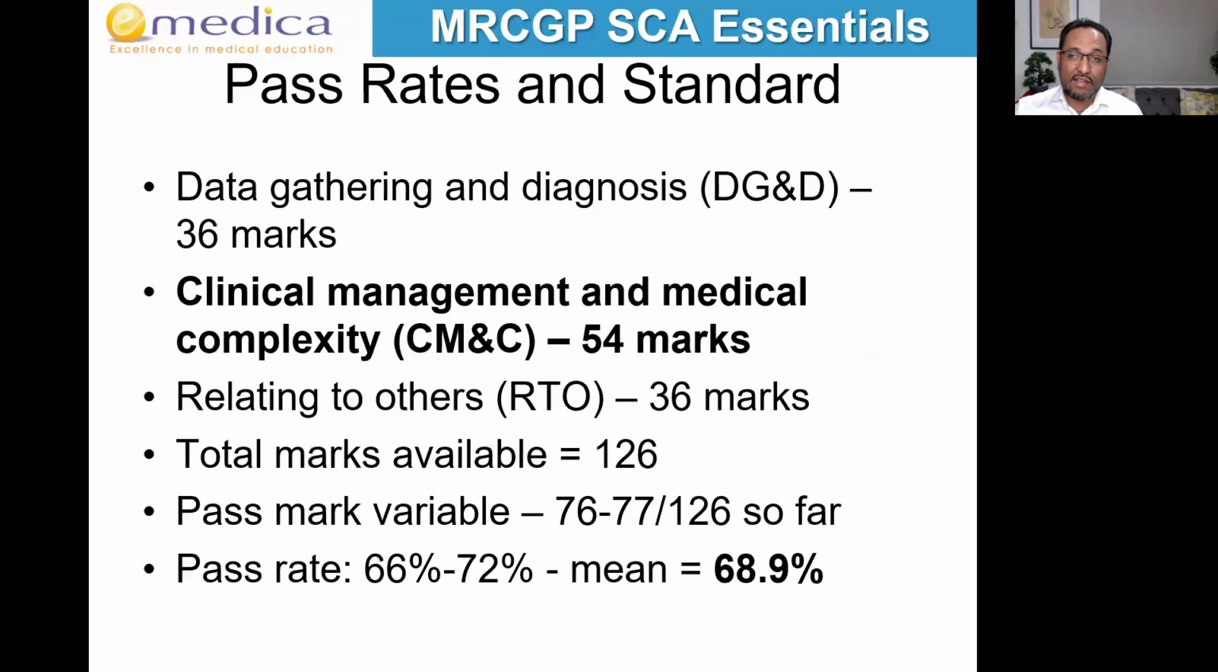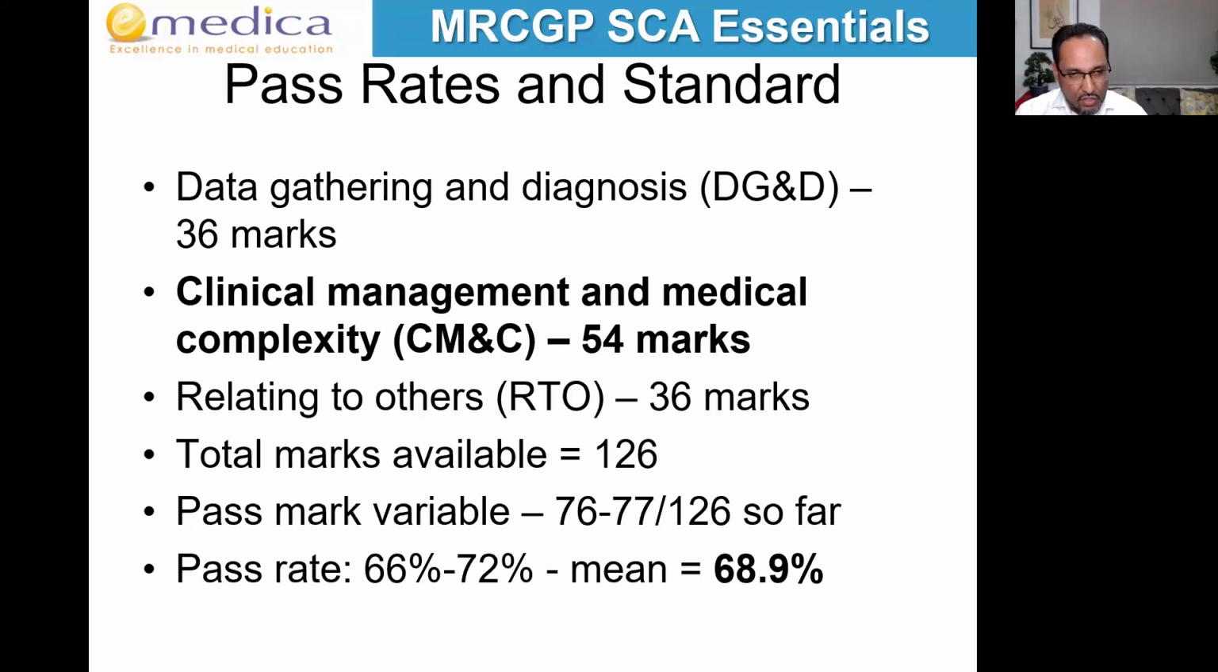So if we look at the pass rates and the pass standard, the total number of marks for the domains are, remember, 12 cases, maximum 3 marks for each case in data gathering. So 36 marks in total for data gathering and diagnosis, 54 marks for clinical management and medical complexity, because that's weighted 50% extra, and 36 for relating to others. So in total, it's 126.